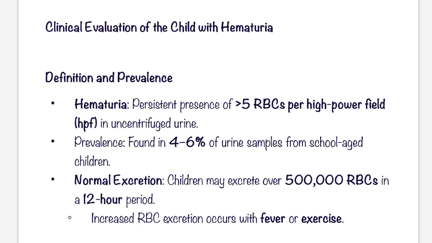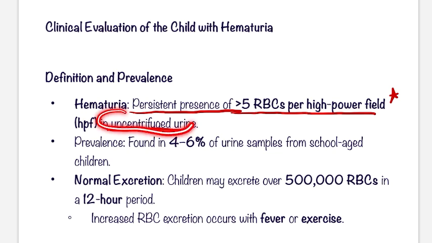So what is the definition of hematuria? There are many definitions, like RBCs per high power field. Hematuria is defined as presence of five or more RBCs per high power field in uncentrifuged urine. This should be persistent. This definition itself is very important. It should be persistent and RBCs should be more than 5 per high power field in uncentrifuged urine.